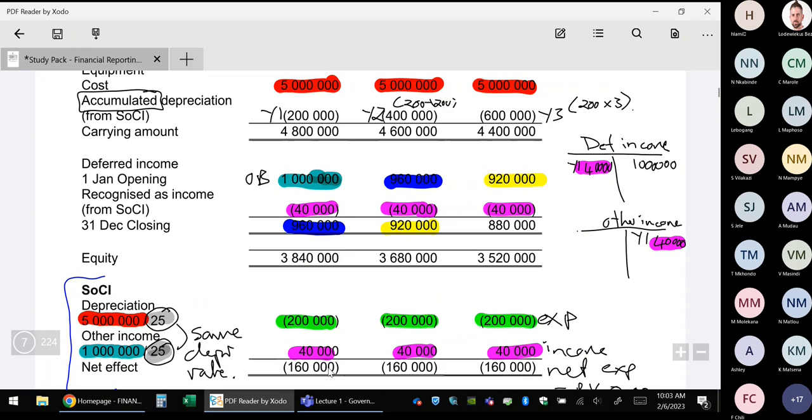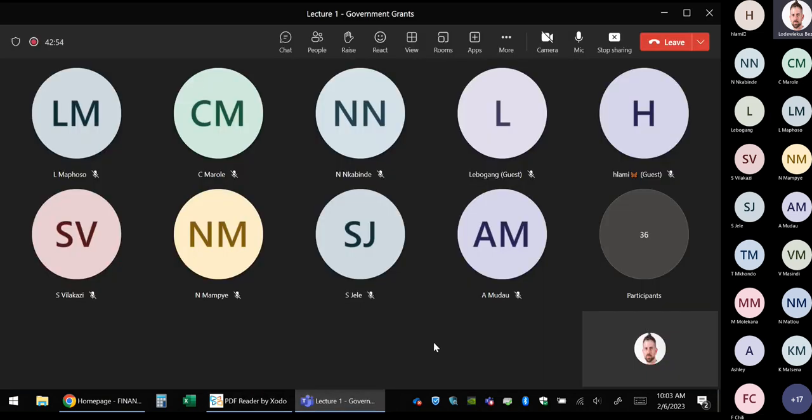All right. Are there any questions on those two? Because that is the basic principle of asset-based grants, where we have either income-based, deferred income, or a reduction of the cost of the asset. Any question on those? Are you all with me?